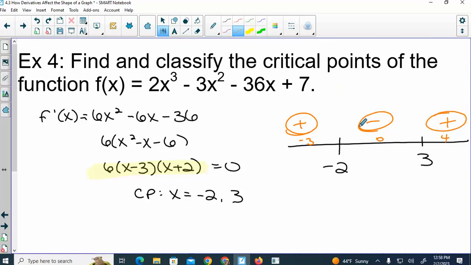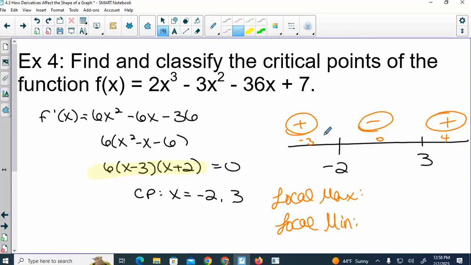I didn't ask for increasing and decreasing, but you should be able to tell me where is it increasing? Negative infinity to -2, and 3 to infinity. I'm just asking you this as a side note. Where was it decreasing? Okay, so the question was for the local max and min. And why are these local, not absolute? Did I give you endpoints? No. So we can't verify that they're absolute because we don't have endpoints.